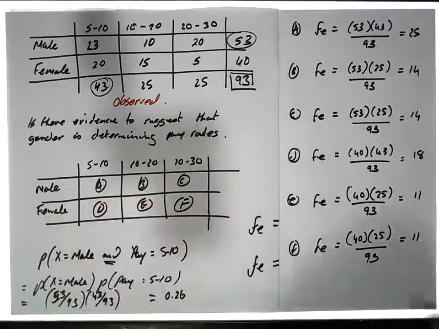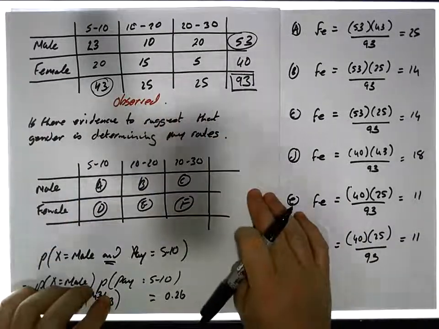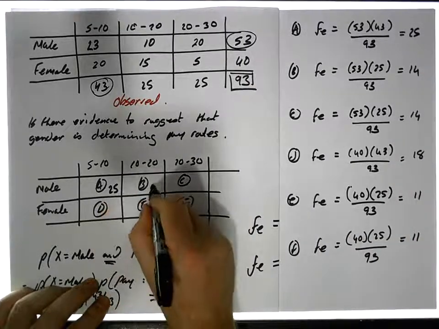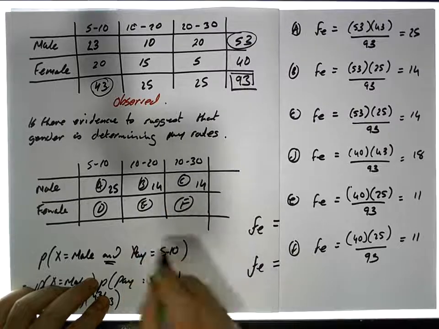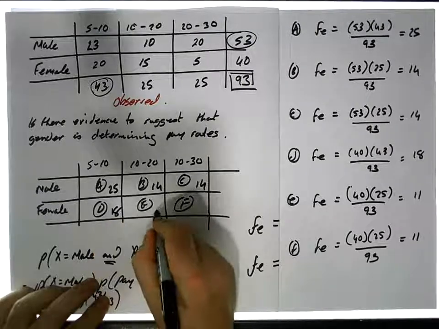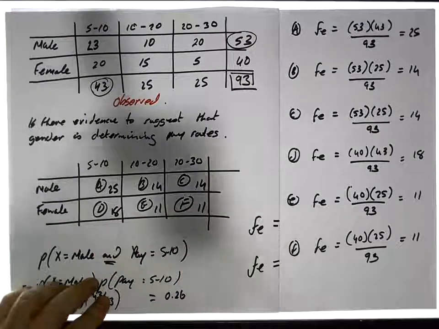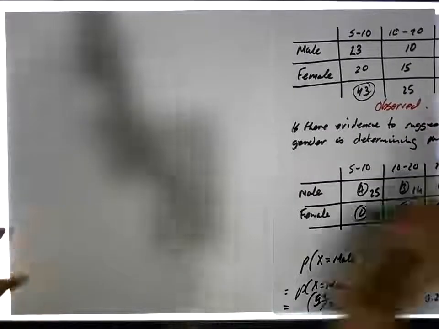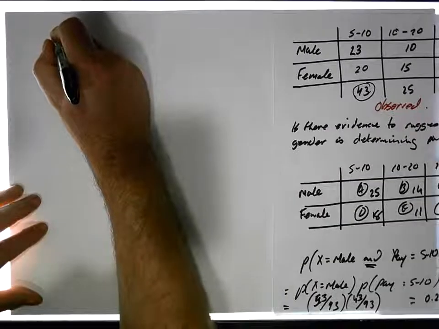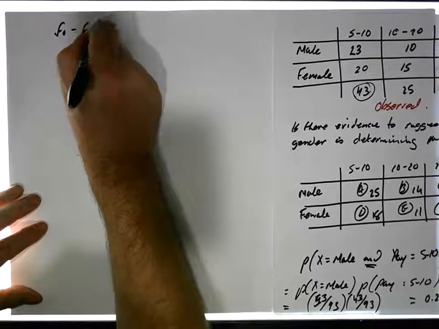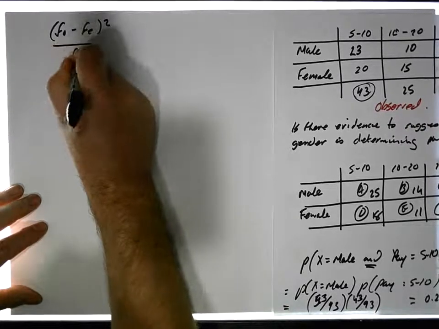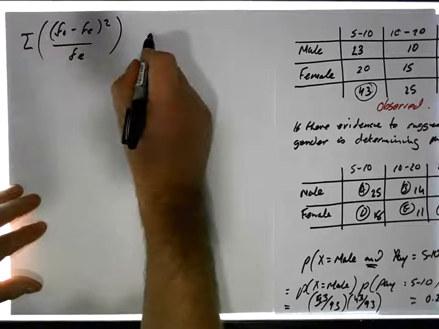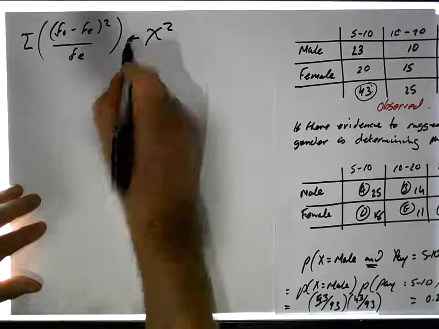So now we have our observed, we have our expected. Here's all of our expected. We'd expect 25 in here, 14 in here, 14 in here, 18 in here, 11 in here, and 11 in here. That's what we'd expect to happen. So now we can use our test statistic to calculate the observed minus the expected, squared, over the expected. We're going to do that for all the cells, and sum that up, which is our chi-squared test statistic.